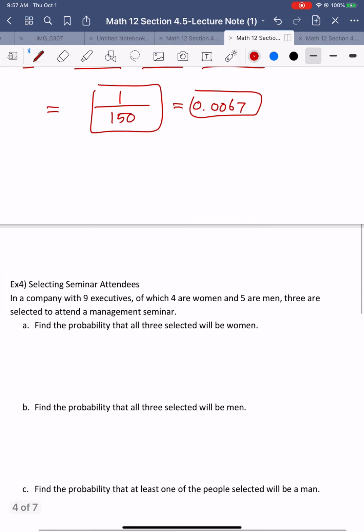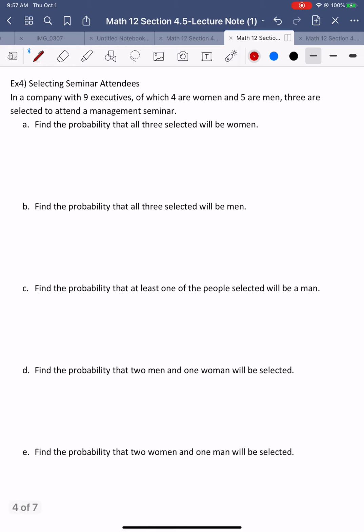Alright, go to the next one, example 4. So selecting the seminar attendees. In a company with 9 executives, of which 4 are women. So 9 executives, they have 4 women and 5 men. 3 are selected to attend the management seminar. So find the probability that all 3 selected will be women.